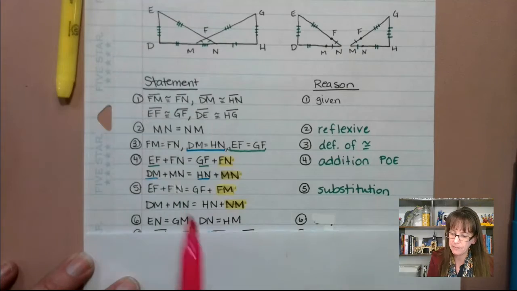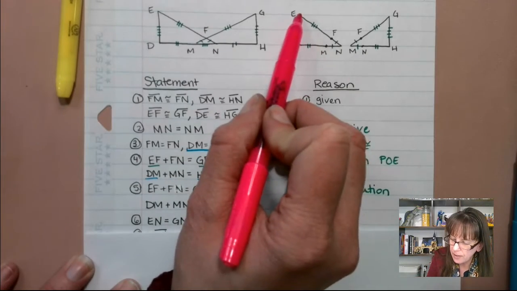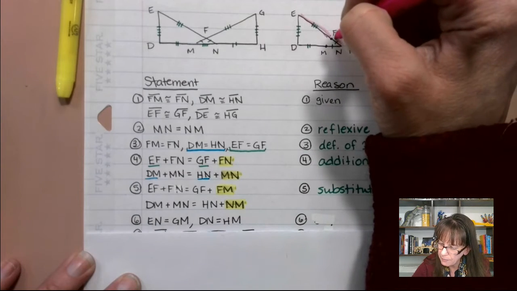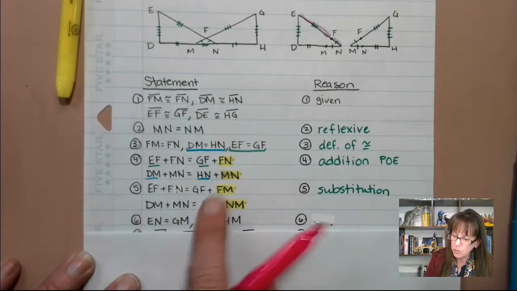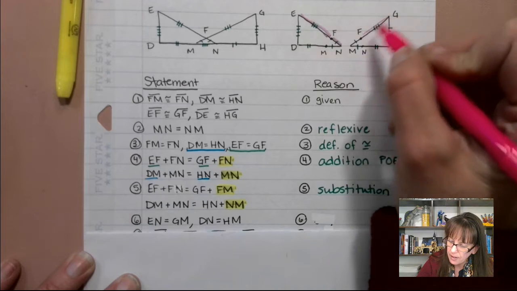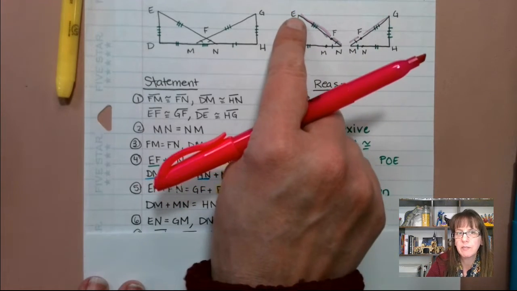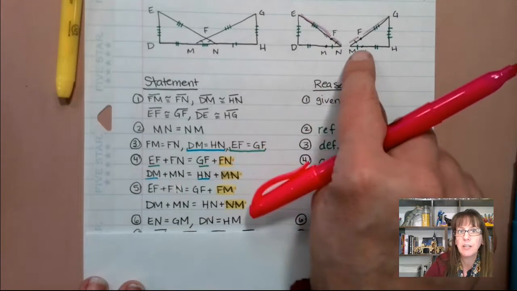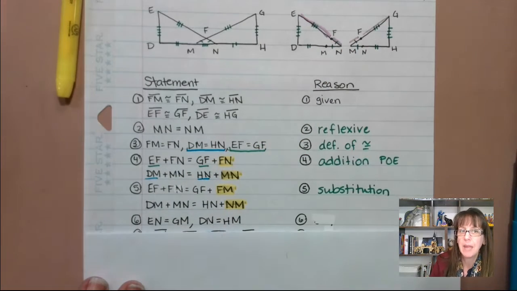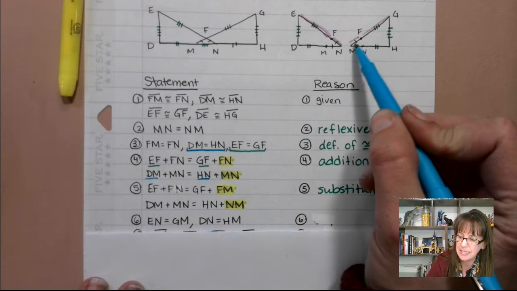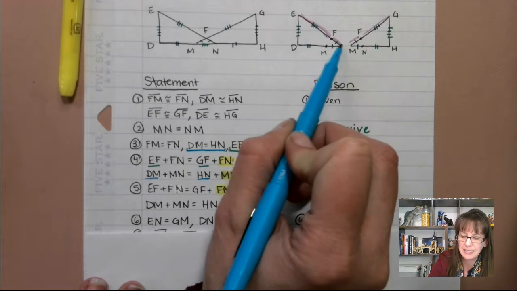EF and FN, that's these guys right here, equals GF and FM. So in this case, we can say EN equals GM, because of our segment addition postulate: these two things are the exact same, and when added together, they're the exact same as this one.